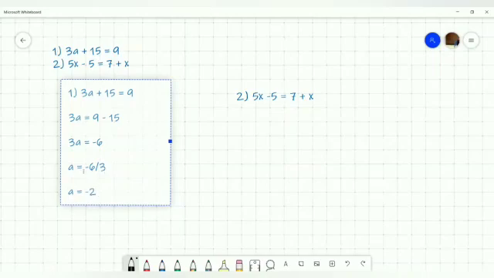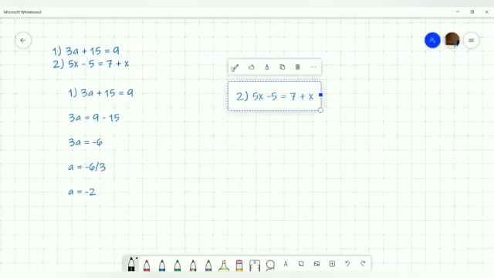So for this equation, 3a plus 15 is equal to 9, a is equal to minus 2 is the solution. Now moving to the second one. Second equation is 5x minus 5 is equal to 7 plus x.